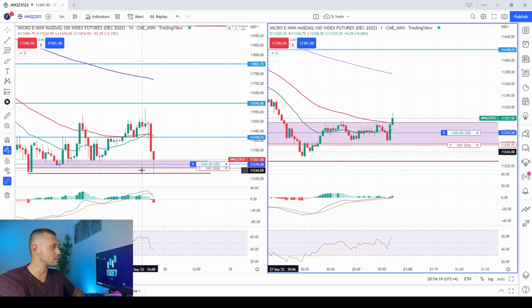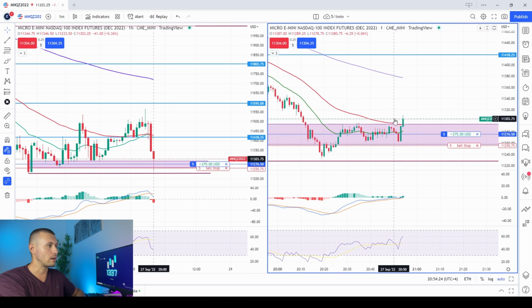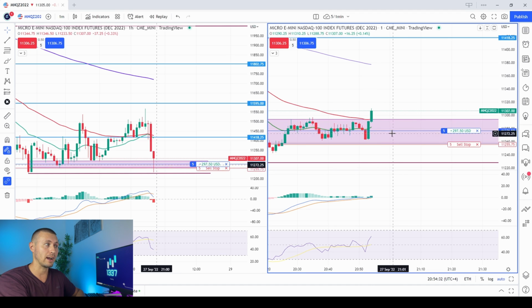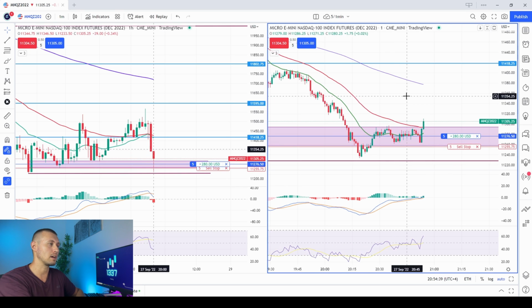So we're exiting the demand zone. We are exiting the 50 EMA. Now this 50 EMA should act as a support. So when it comes back to touch it, it should act as a support together with the demand zone. So this is the whole logic. This is the whole tactic behind it.